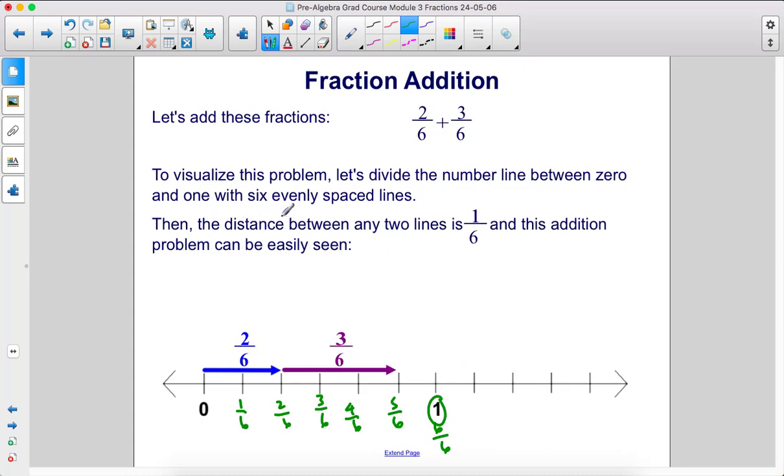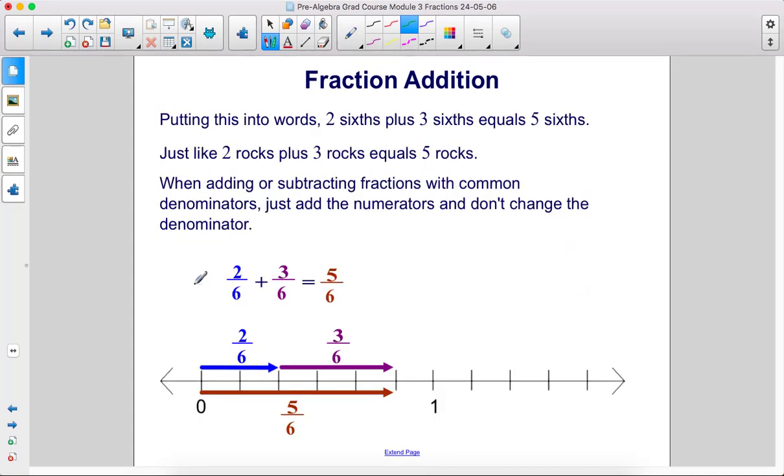Then, the distance between any two lines is 1/6, and this addition problem can be easily solved. So 2/6, from here to here, plus 3/6 from here to here, and look, we end up at 5/6. Putting this into words, 2/6 plus 3/6 equals 5/6, just like 2 rocks plus 3 rocks equals 5 rocks.